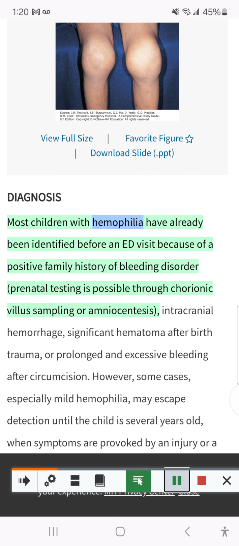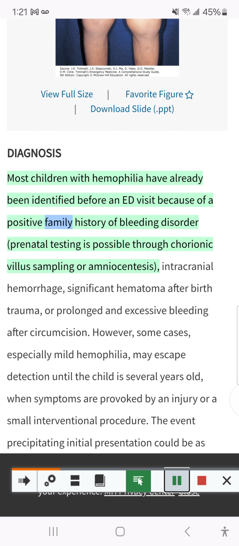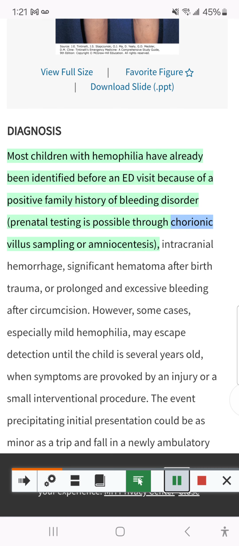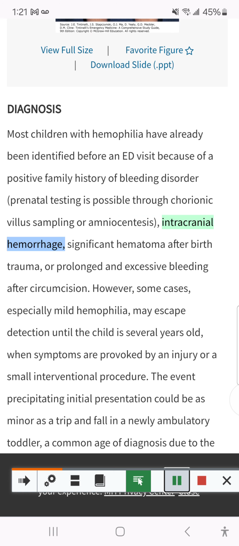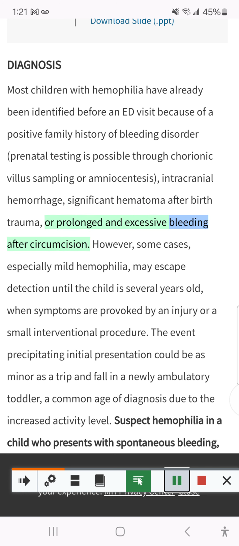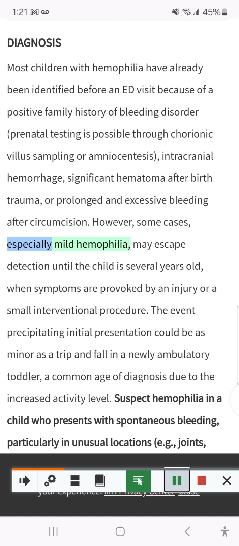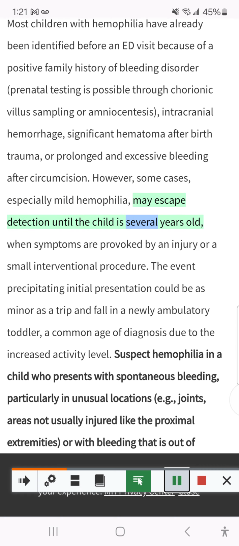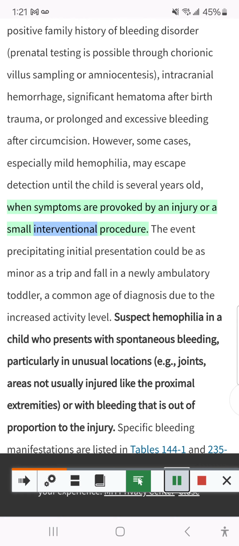Diagnosis. Most children with hemophilia have already been identified before an ED visit because of a positive family history of bleeding disorder. Prenatal testing is possible through chorionic villus sampling or amniocentesis, and diagnosis may follow intracranial hemorrhage, significant hematoma after birth trauma, or prolonged and excessive bleeding after circumcision. However, some cases, especially mild hemophilia, may escape detection until the child is several years old, when symptoms are provoked by an injury or a small interventional procedure.